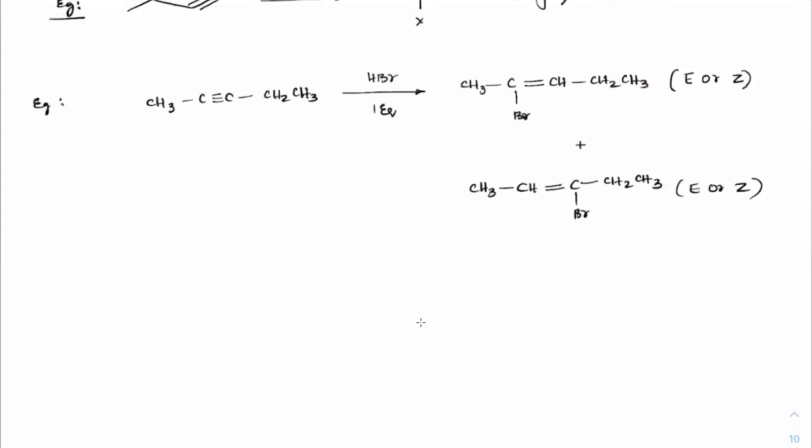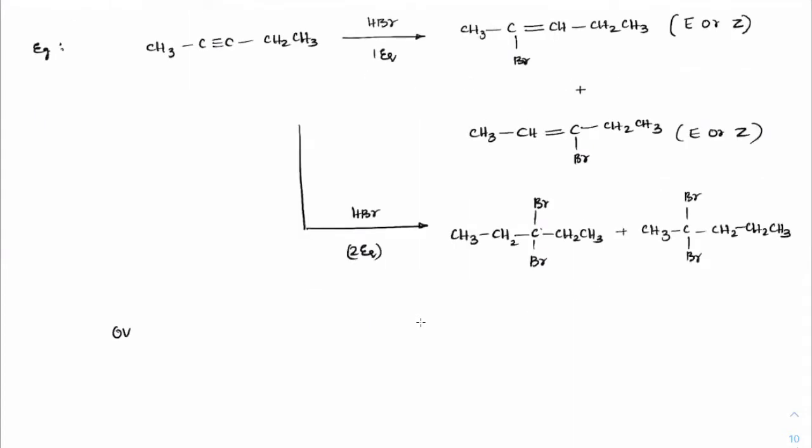Now if 2 equivalents of HBr are given, then in the same case you will be adding Br, giving CH2, C, Br, Br and CH2, CH3. So overall, regio-wise, it is definitely following Markovnikov's addition. Next, stereo-wise, it is not specific at all, so it is non-stereospecific.